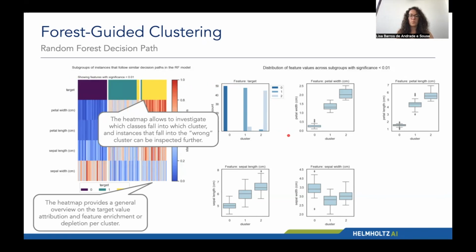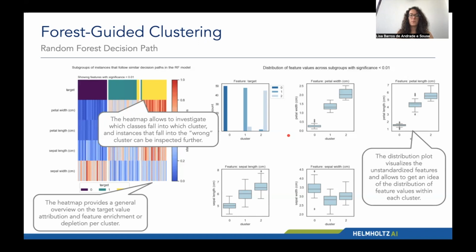Coming to the distribution plot. The distribution plot can be used to get an idea of the distribution of feature values within each cluster. Combining those two plots, we can actually derive the decision rules that were made in the random forest model. Just to give you an example, the first cluster is mainly defined by target 0 values, so target values of class 0. So we can now go there and see that class 0 seems to be defined by a low petal width, a low petal length, a low sepal length, and a high sepal width.